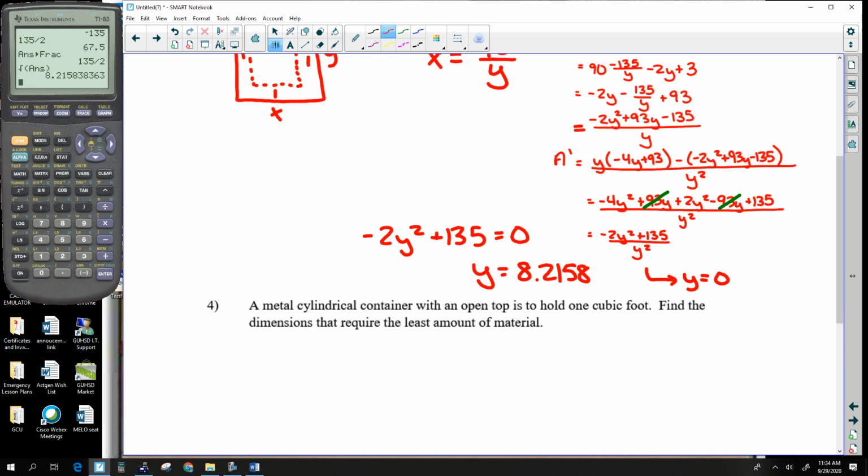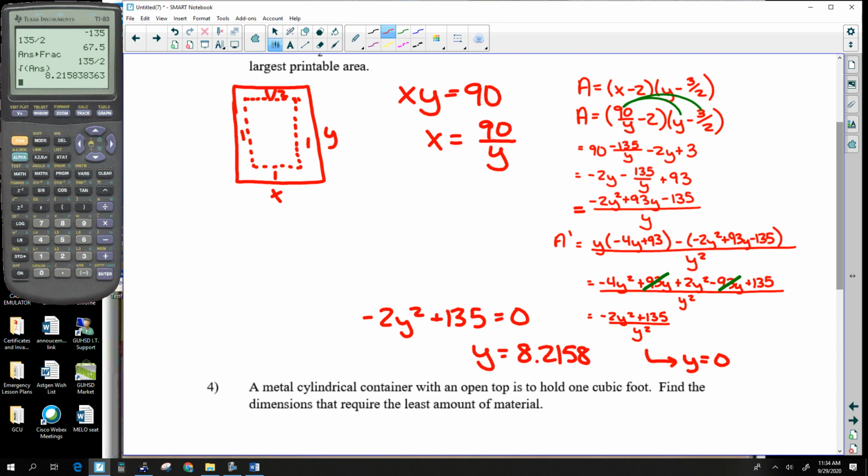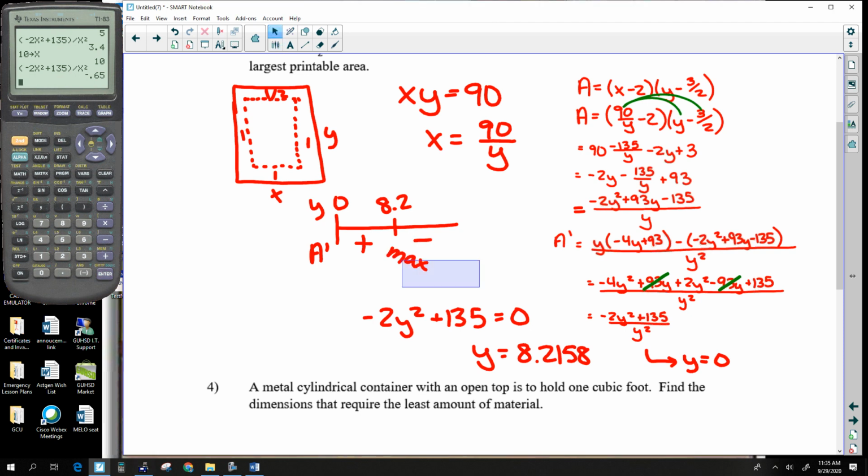Okay. I think my answer key might actually have something different, but forget that. So testing this out, I'm going to check a small number like 5 into the derivative, which is negative 2x squared plus 135 divided by x squared. Positive. Bigger than 8.2, negative. So this is a maximum, so that is a maximum area.